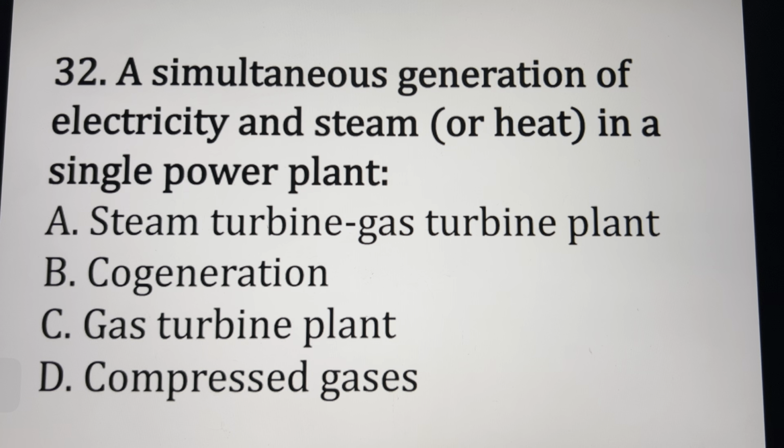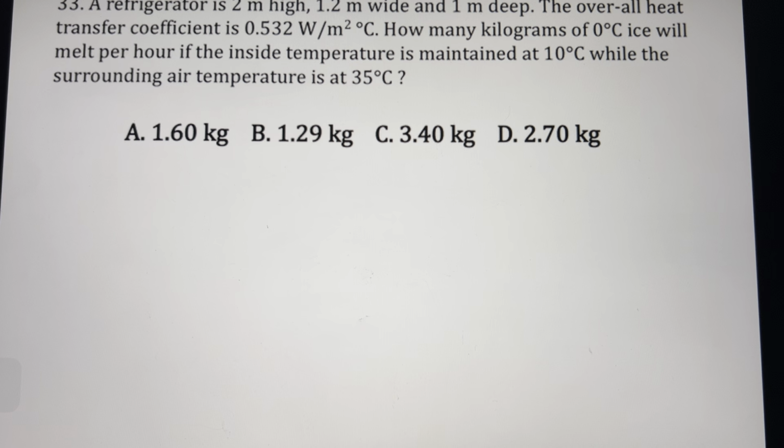A simultaneous generation of electricity and steam or heat in a single power plant, it is also called cogeneration. A refrigerator is 2 meters high, 1 meter wide, and 1 meter deep. The overall heat transfer coefficient is 0.532 watts per square meter Celsius. How many kilograms of 0 degrees Celsius ice will melt per hour if the inside temperature is maintained at 10 degrees Celsius while the surrounding air temperature is at 35 degrees Celsius?